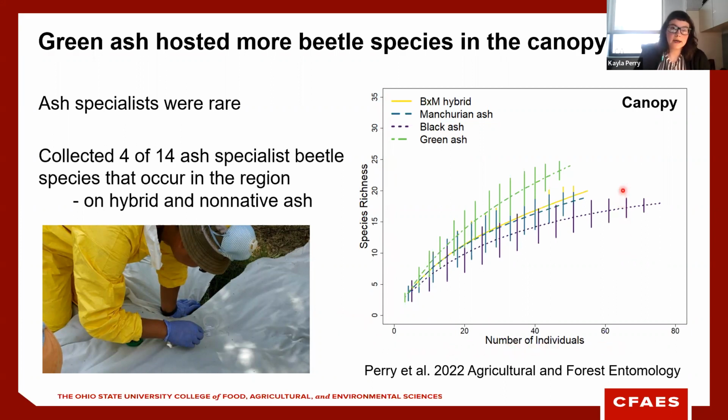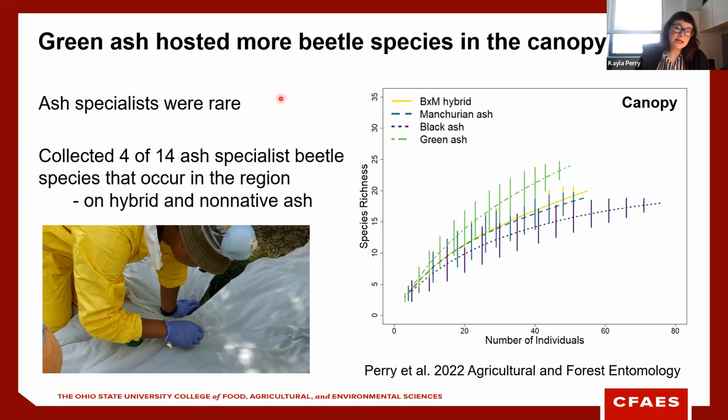And we have the black by Manchurian hybrid shown in yellow. We've got Manchurian ash shown in blue, black ash in this dark purple, and then green ash shown here in green. And so we found that green ash hosted the most beetle species, particularly in the canopy, which is the data that I'm showing right now. However, the hybrid and Manchurian ash hosted slightly less, but more than black ash. So still fairly consistent within the number of species that we're finding, and not necessarily much fewer species found in these canopies.